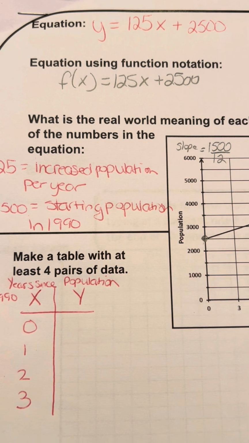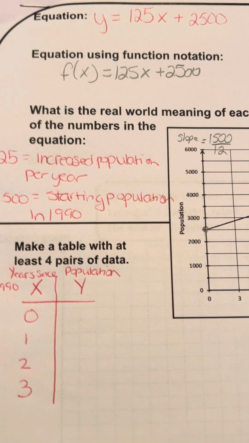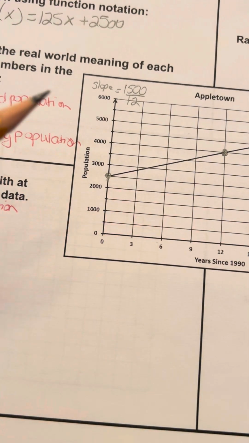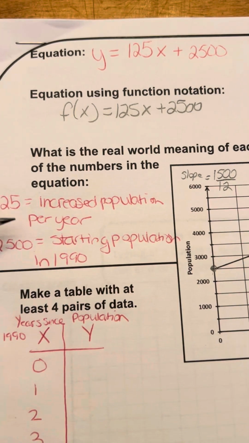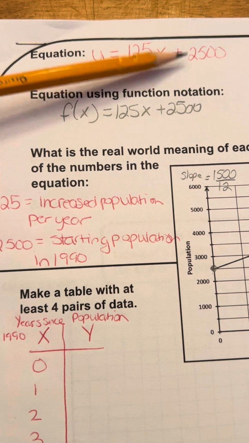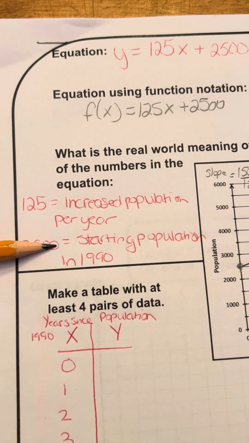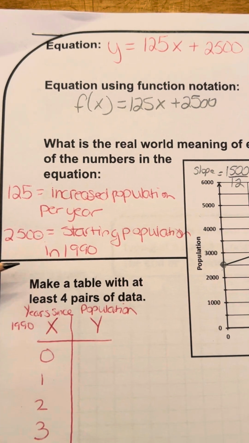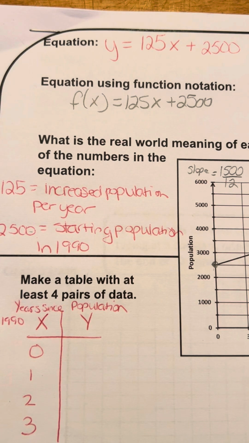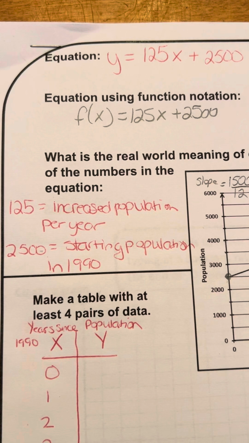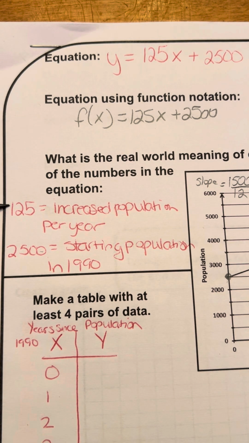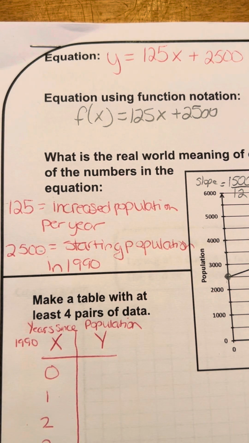So we are looking at the real world meaning for all of this stuff. So our x-axis, again, we're talking about the years since 1990. The y-axis is talking about the population. So if I'm looking at what the 2,500 part means, that part is my starting population in 1990. So that would mean that when I started doing this information and calculating it, we were at a population of 2,500. And then the 125 is representing the increase in population per year. So you are increasing 125 people every single year in this process.